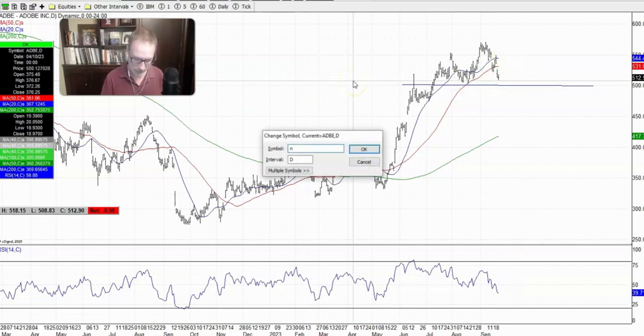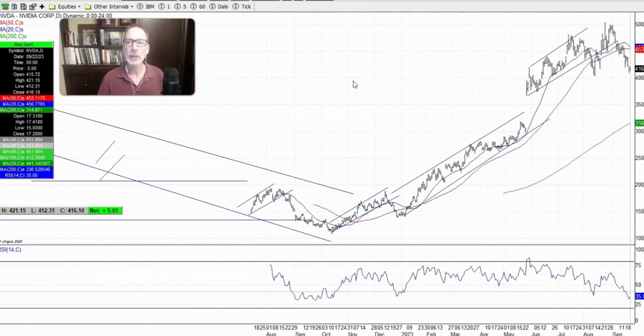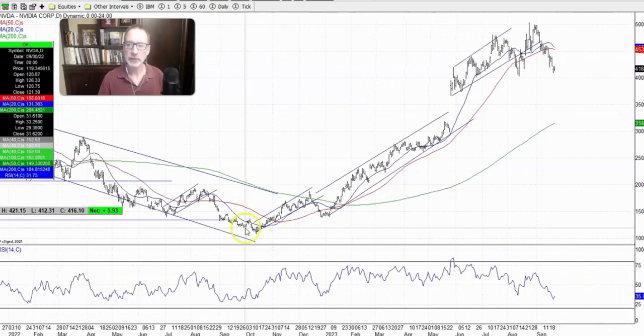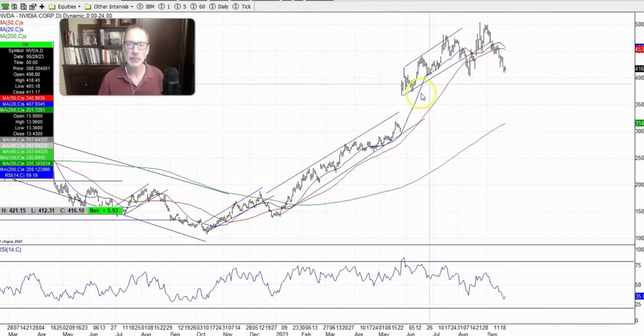Let's look at NVIDIA. And same thing, NVIDIA, just a monster. Got close to $100 a share back in October. It rallied all the way up to 500. Massive move, just massive, massive.